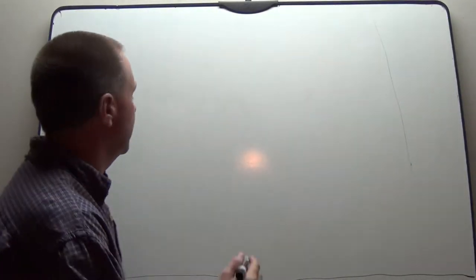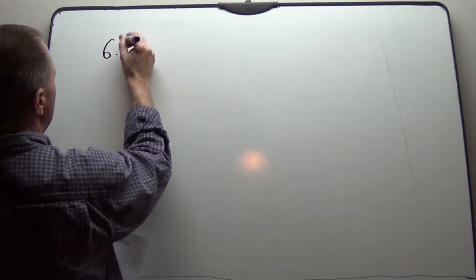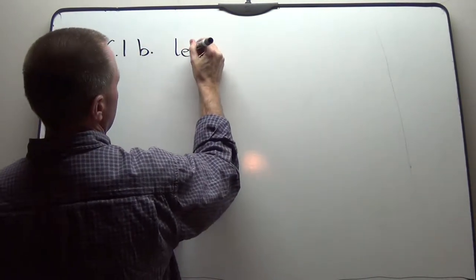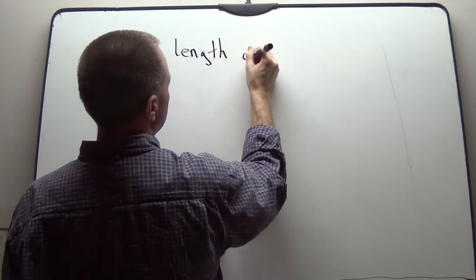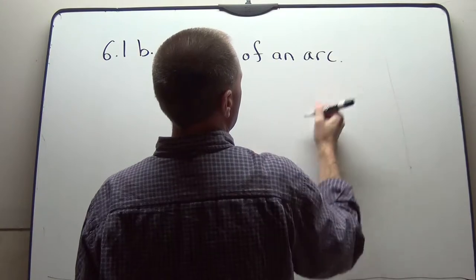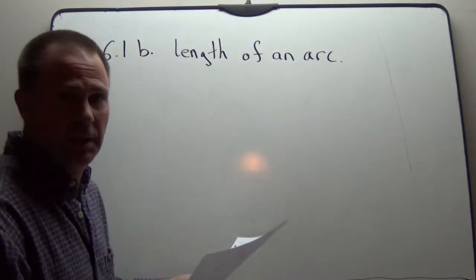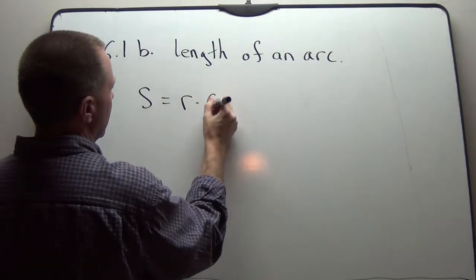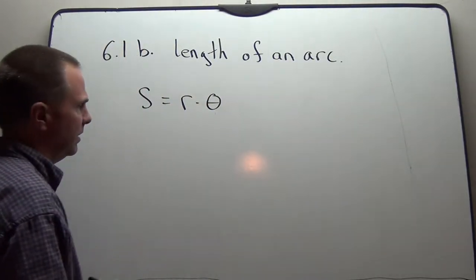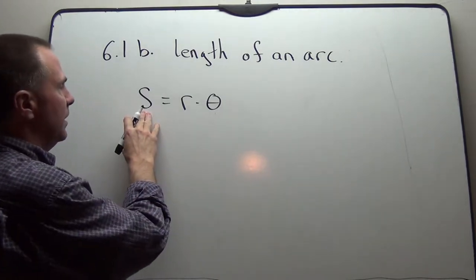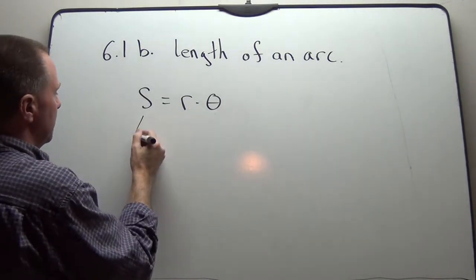Okay, today we're going to do 6-1 Part B. This is going to be finding the length of an arc. And it's a simple little formula. It's basically S equals the radius times theta, but we're going to have to convert that to radians. S is the length of the arc, R is the radius.